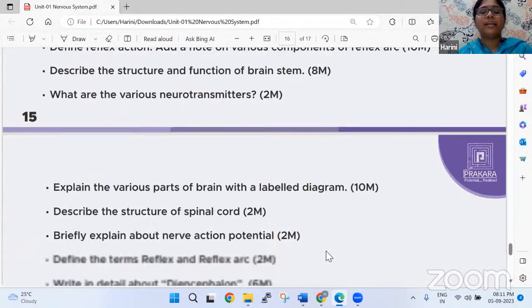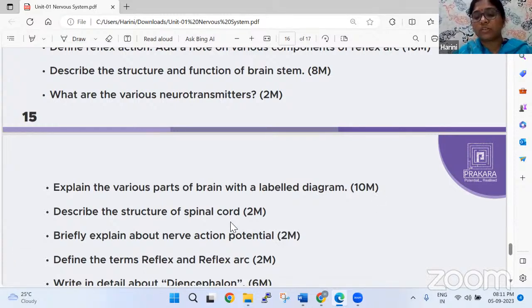Okay, the next question is, again, a similar repeated question: explain the various parts of the brain with a labelled diagram. A very simple one, right? You can just draw the diagram and explain there itself. Whatever I have represented in one slide will fetch you 10 marks there. Try to draw a neat labelled diagram with all the subdivisions and write its location and the functions there itself. That works too.